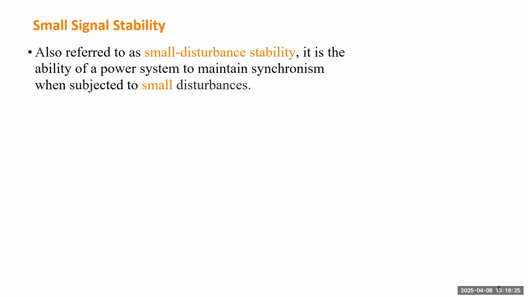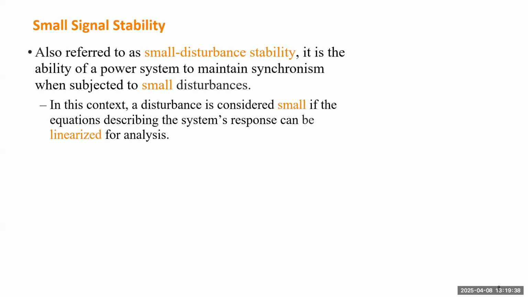Small signal stability is also referred to as small disturbance stability. It is basically the ability of a power system to maintain synchronism when subjected to small disturbances. In this context, a disturbance is considered small if the equations describing the system response can be linearized for analysis. We have talked about this in the background session.